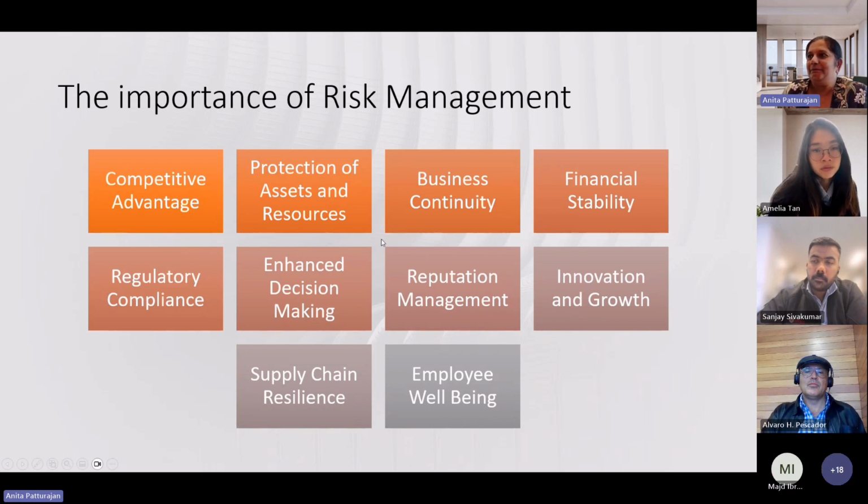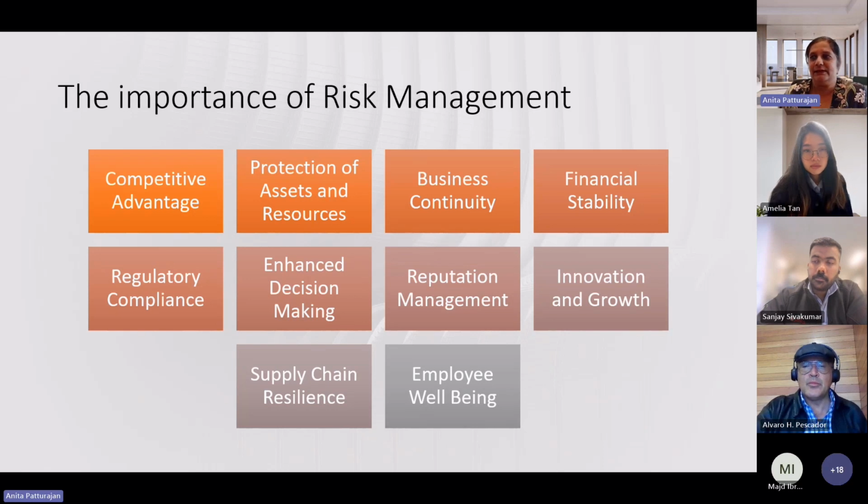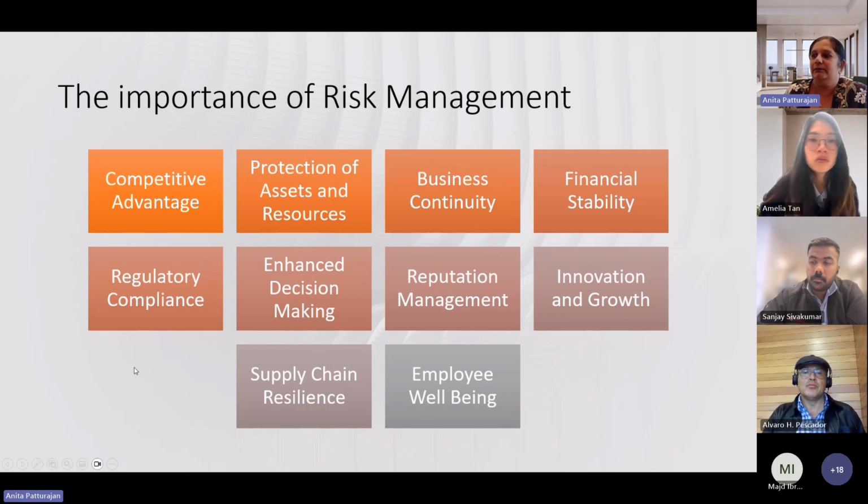Part of the structured program is also to gain competitive advantages. Businesses do this to protect their assets, their business continuity, and as we discussed before, their reputation. And often we find that companies that manage their risks effectively also experience innovation and growth. And of course, they have staff retention and well-being at the core of their culture.